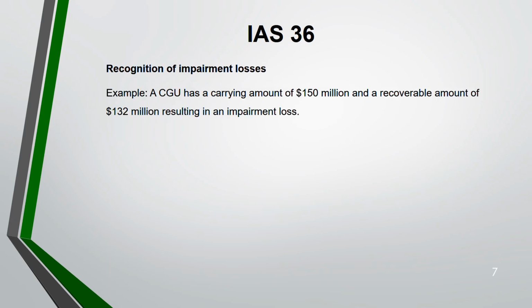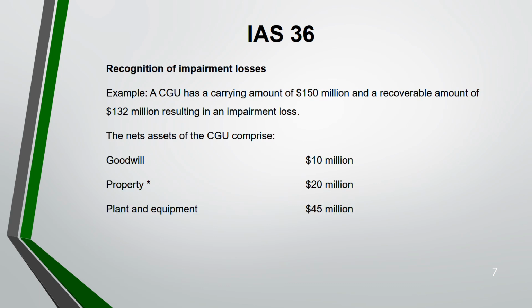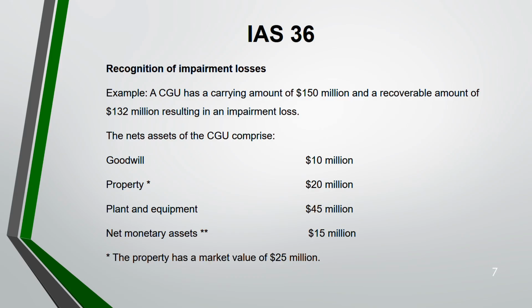Now, example, your CGU has a carrying amount of 150, recoverable amount is 132. So clearly you know the difference is the loss because carrying amount is more. So there has been impairment loss of 18 million. These are the net assets. Goodwill 10 million, property 20 million, plant and equipment 45, and net monetary asset 15. There are asterisk marks next to property. Property has a market value of 25 million. So cost is 20, market value is 25. And your net monetary asset will be realized in full. This is the question. Now the solution.